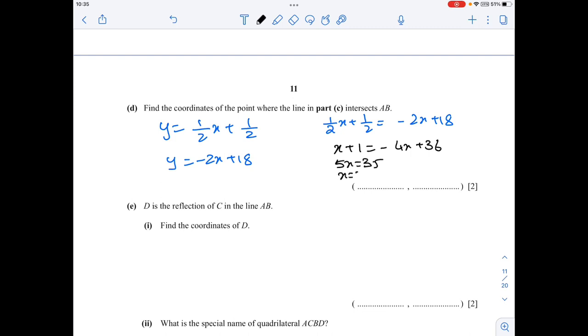x equals 7. So I got the value of x as nothing but how much? 7. Plug in x equals 7. So y equals negative 14 plus 18. 18 minus 14 is 4. So (7, 4) is going to be the answer.